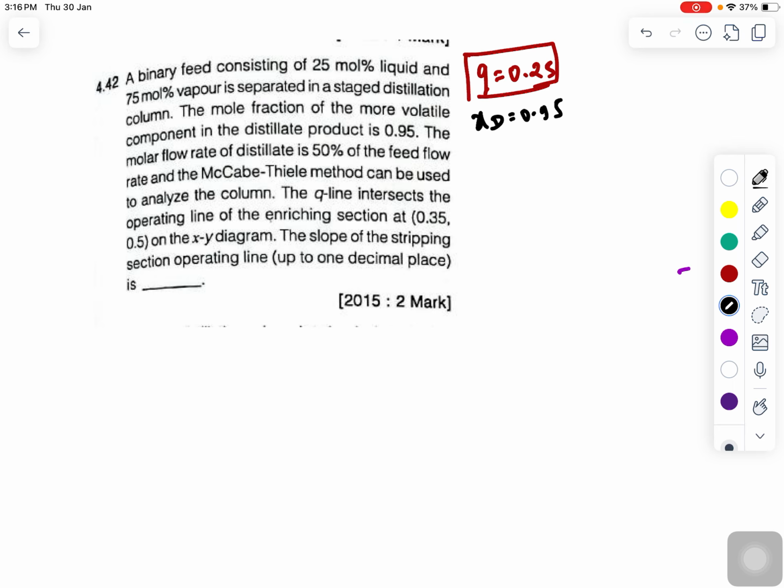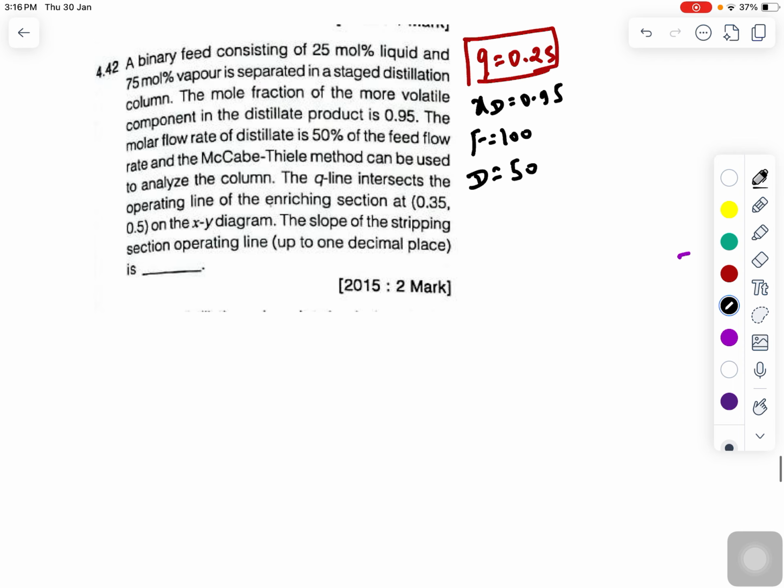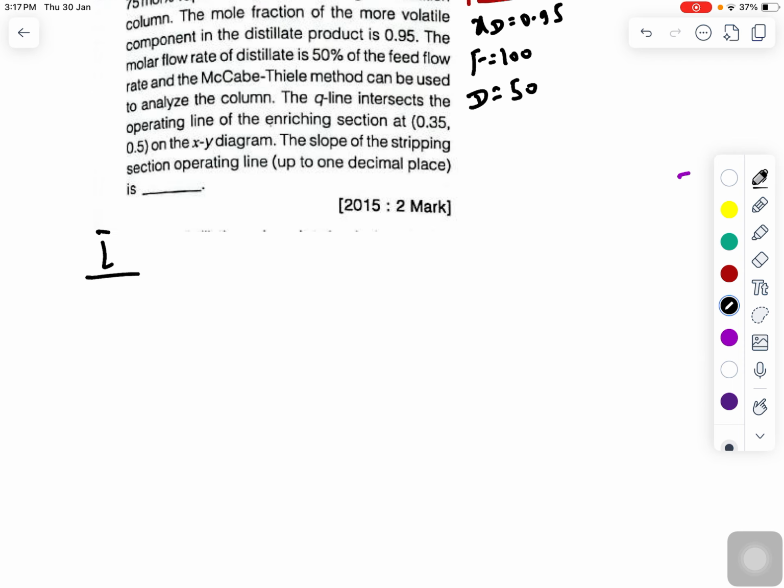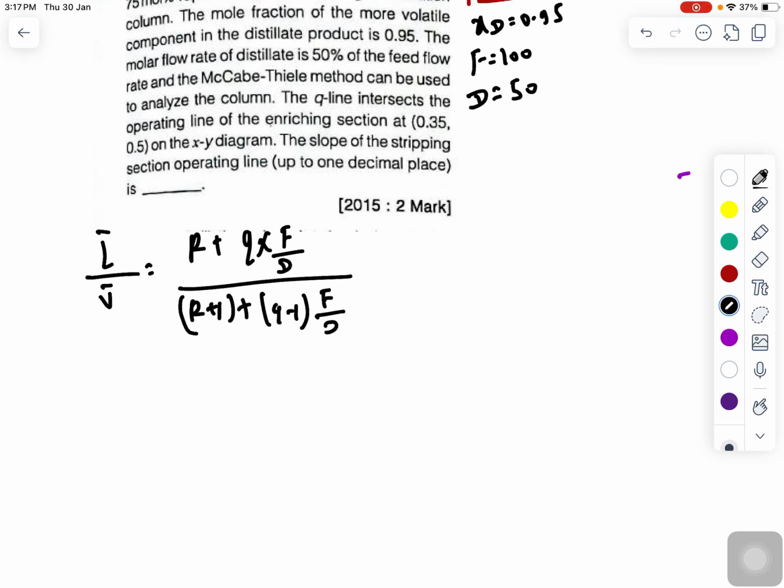The molar flow rate of distillate is 50% of the feed flow rate. So if I assume feed is 100, what is distillate? Distillate is 50. The q line intersects the operating line of the enriching section at 0.35 and 0.5 on the XY diagram. The slope of the stripping section line, L bar divided by V bar, equals (R plus q times F divided by D) divided by ((R plus 1) plus (q minus 1) times F divided by D). This is the slope of the stripping section equation line, right?